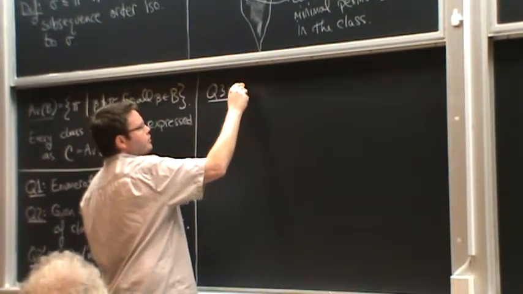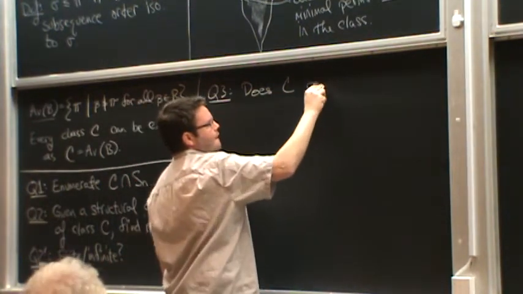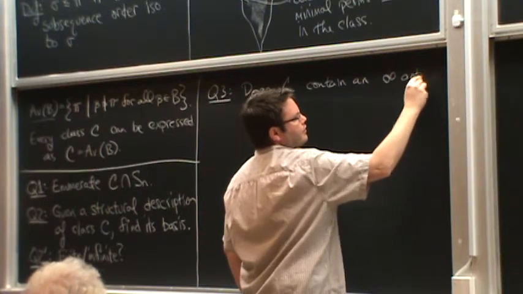Question 3, we could ask, does a class C contain an infinite antichain?